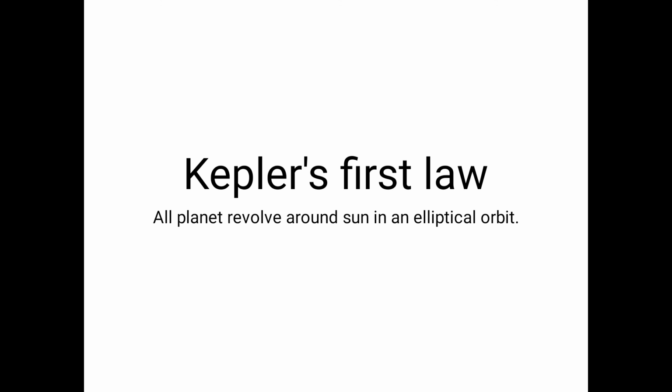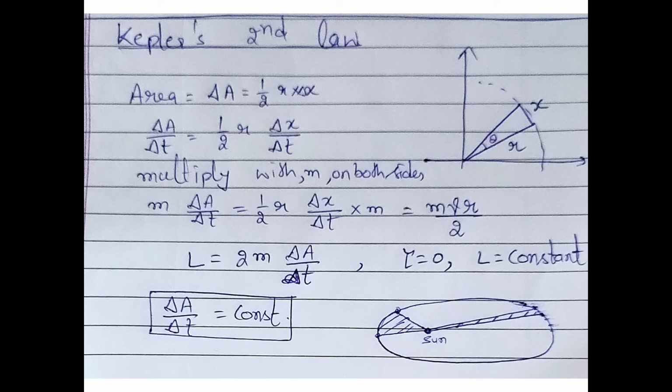Kepler's first law of planetary motion is this: all planets revolve around the Sun in an elliptical orbit. And Kepler's second law states that the radius vector from the Sun to the planet sweeps out equal areas in equal intervals of time. Its proof is as follows.